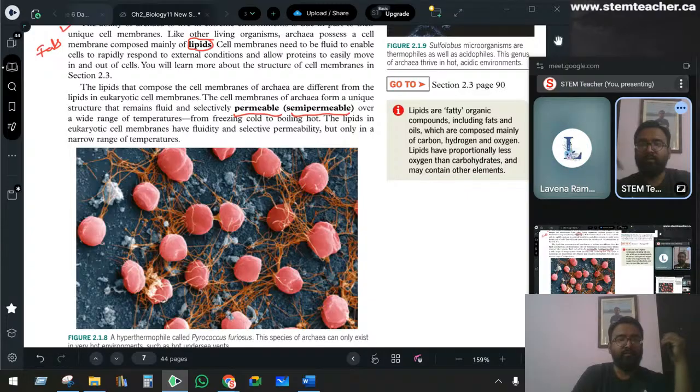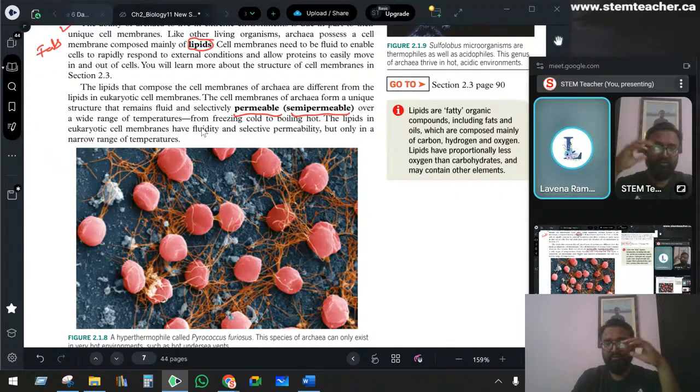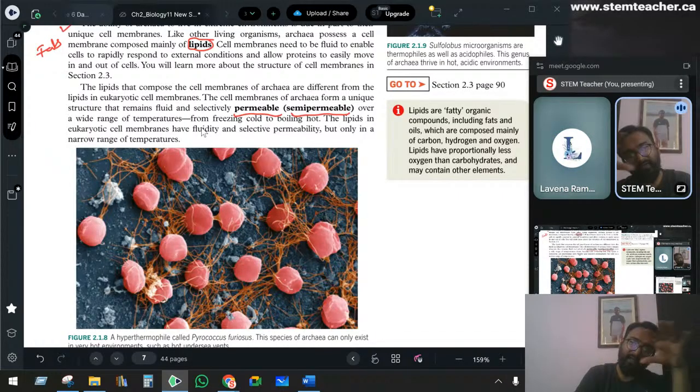The lipids that compose the cell membranes of archaea are different from the lipids in eukaryotic cell membranes. The cell membranes of archaea form a unique structure that remains fluid and selectively permeable over a wide range of temperatures. So it is not easy digestion. You need a lot of energy to digest the fats. It is not easy.